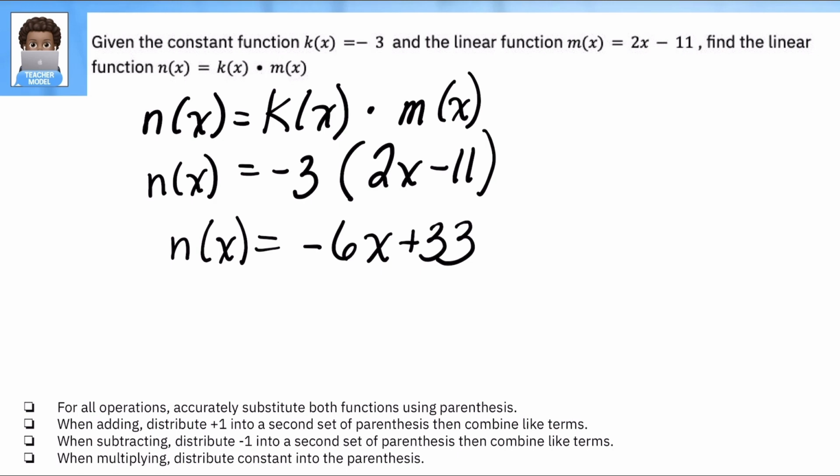So again, your criteria for success was to, for all operations, accurately substitute both functions using parentheses. If you are adding, please remember to distribute a +1. If you're subtracting, distribute a -1. And when multiplying, distribute that constant into the parentheses. And if you are doing a binomial times another binomial, you can use FOIL. If you are doing a binomial times any polynomial, you could use your array method. That might be the easiest way to go. And if it's just a simple monomial times any polynomial, you can just distribute the way we did here.